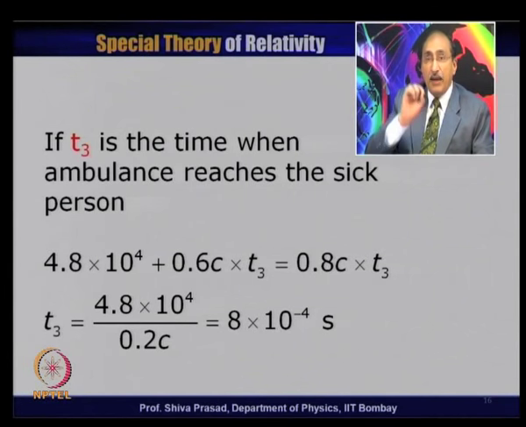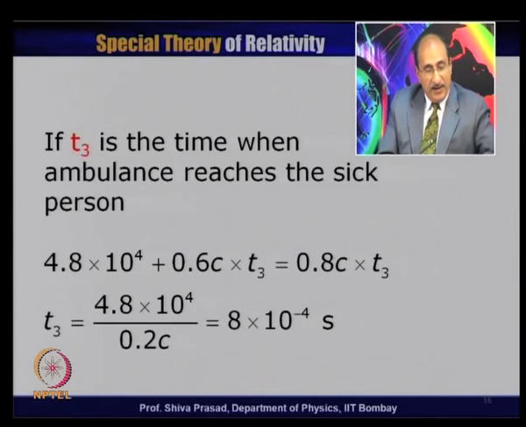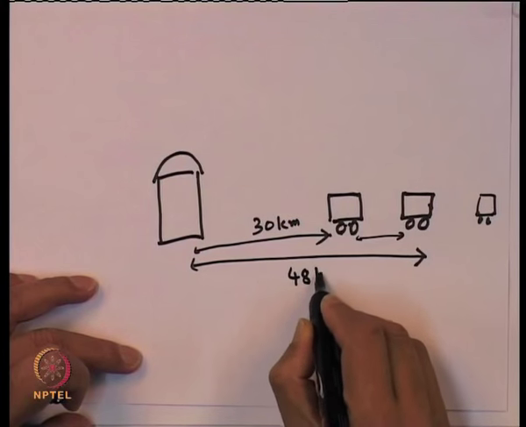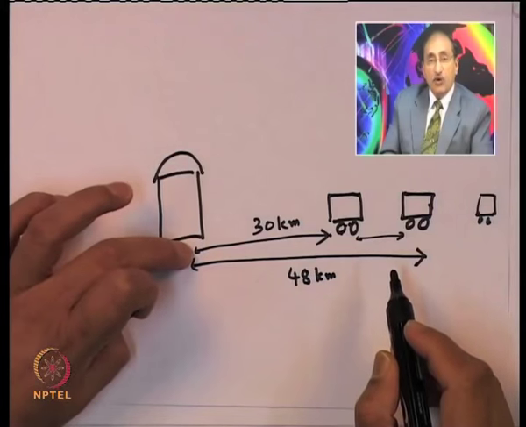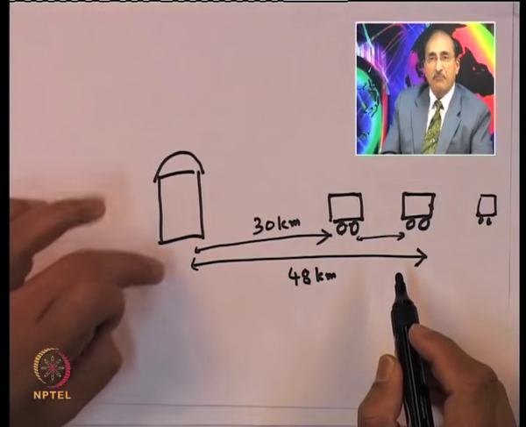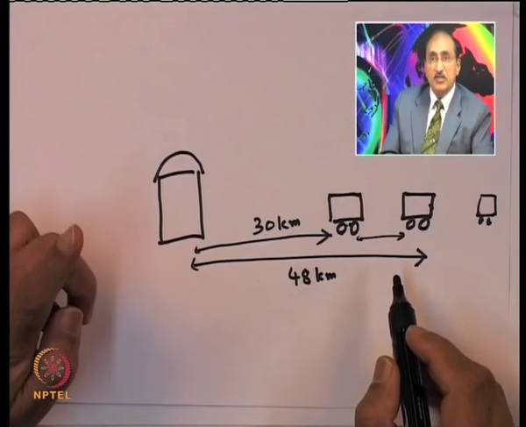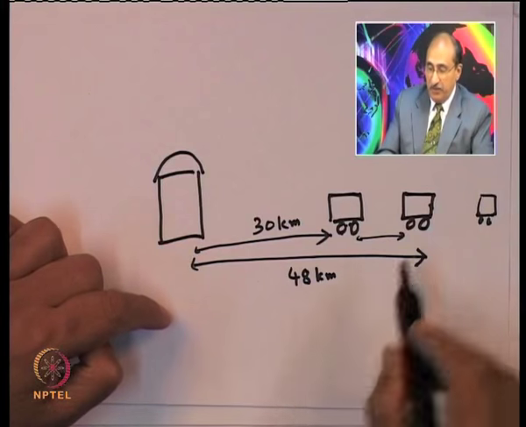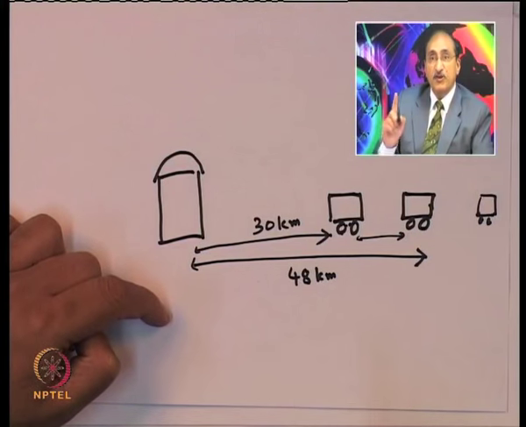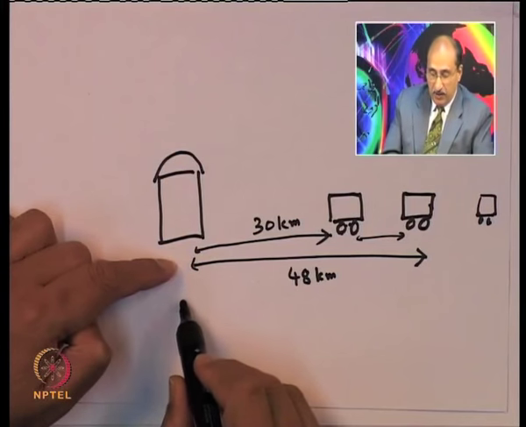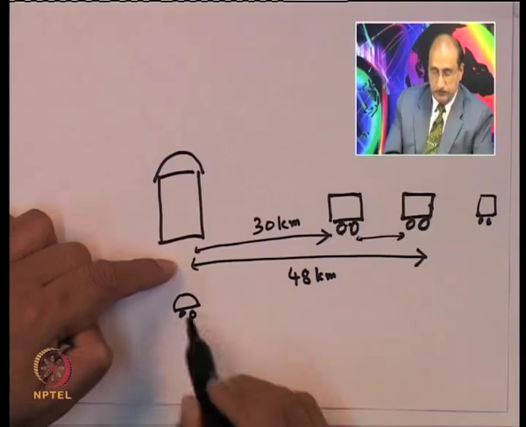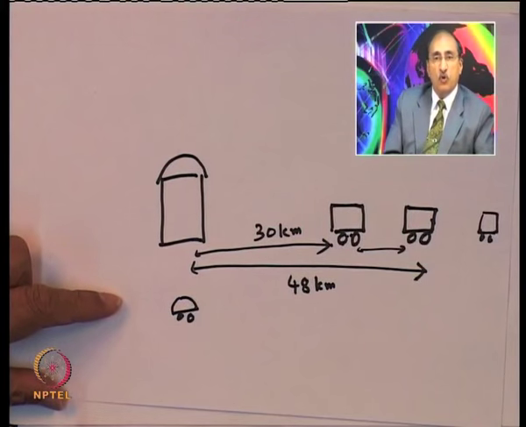So, let us assume that the time in the watch of the person sitting at the hospital was T3, when the third event took place, that is, when the ambulance reached the sick person. Already we had agreed that this distance was 48 kilometers. And at this particular time, the watch of this person showed time t equal to 0. And if time t is equal to t3, during this t3 time, this person was also going in front with a speed of 0.6 c, while this ambulance, which is here, was traveling to the right with a speed of 0.8 c.